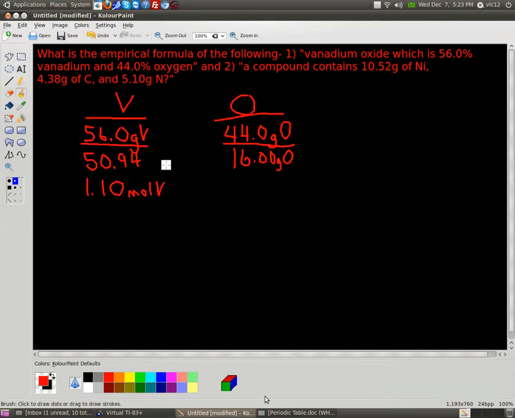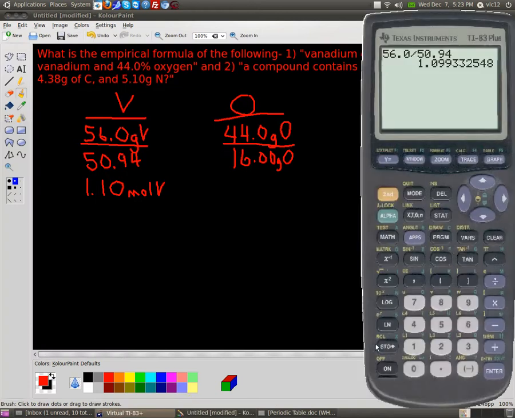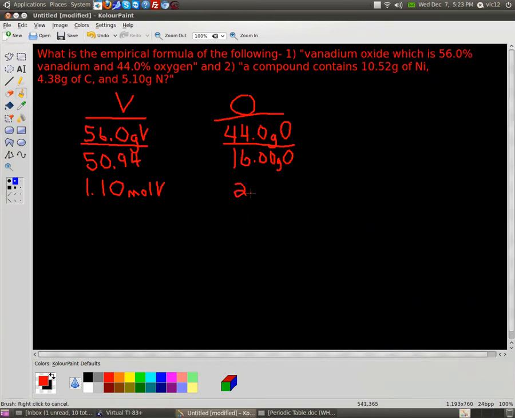Okay, you do the same thing over here with oxygen. Whoops, that's not my calculator. You will take the 44.0 and divide it by 16, and when you do that, you get 2.75. So this is 2.75, and that's moles of oxygen.